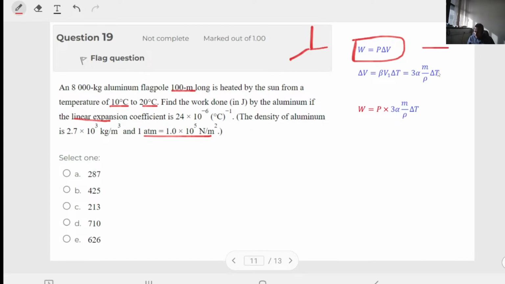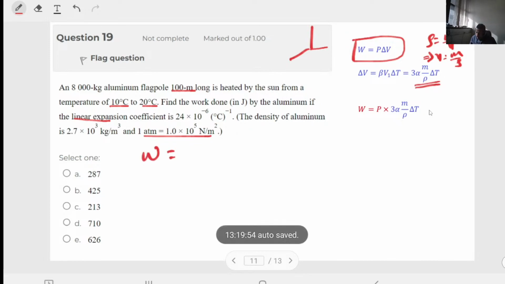Density is equal to mass over volume. This implies that the volume is equal to mass over density. That's what I've used today. I've got everything then. Pressure is there, this is there. Therefore, the work must be equal to 1 times 10 raised to 5.